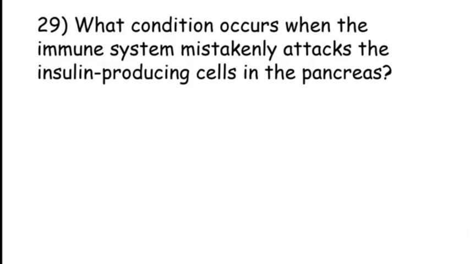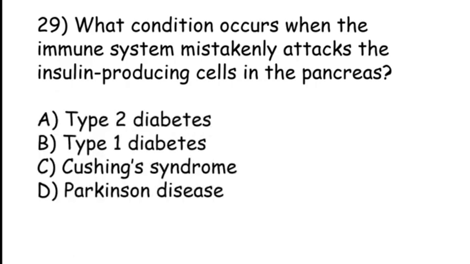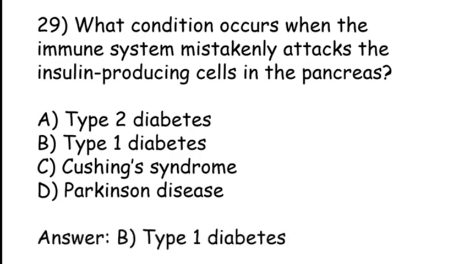What condition occurs when the immune system mistakenly attacks the insulin producing cells in the pancreas? Type 2 diabetes, type 1 diabetes, Cushing syndrome, Parkinson's disease. The correct answer is option B, type 1 diabetes.